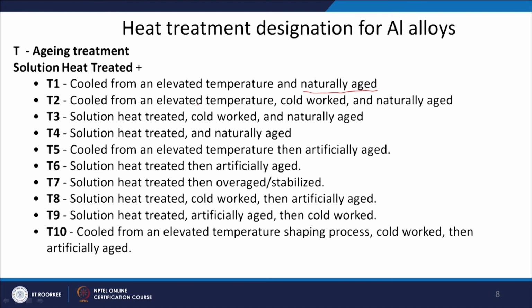In this case we are saying it has to be solution heat treated, that means all the copper should go into solution, and then you do natural aging. T5 is cooled from an elevated temperature, then artificially aged. T6 is solution heat treated, then artificially aged. T7 is solution heat treated, then over aged. Okay, the T7 condition is the over aged condition. T8 is cold work, then artificially aged. T9 is artificially aged, then cold worked. T10 is cooled from an elevated temperature, shaping process, cold work, then artificially aged.